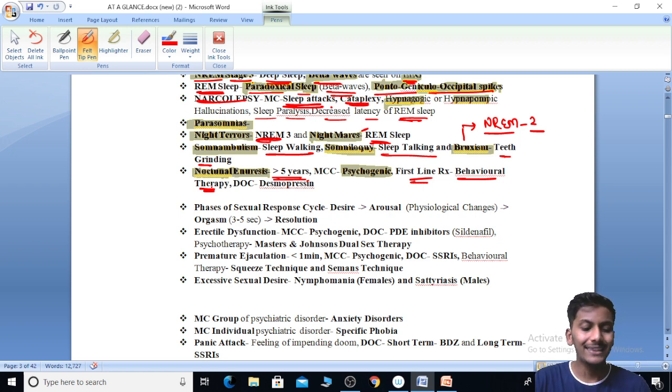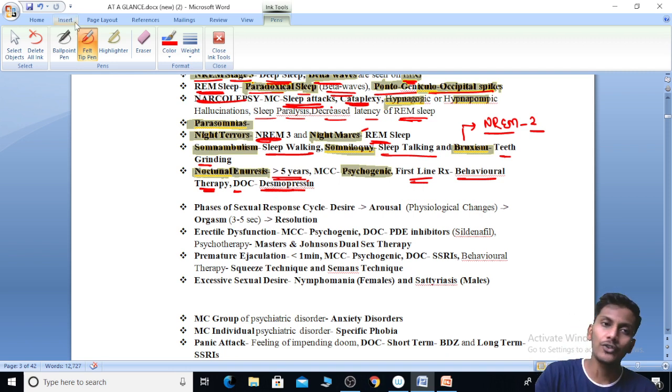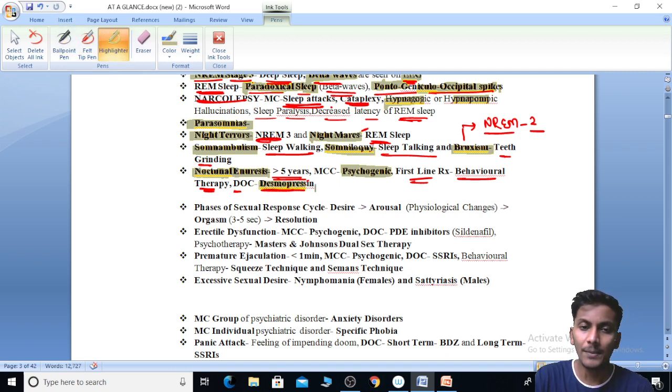Then the drug of choice is desmopressin. Usually the treatment of choice would be behavioral therapy, but the drug of choice would be desmopressin if the patient is not managed with behavioral therapy alone. Desmopressin is a vasopressin or ADH analog.